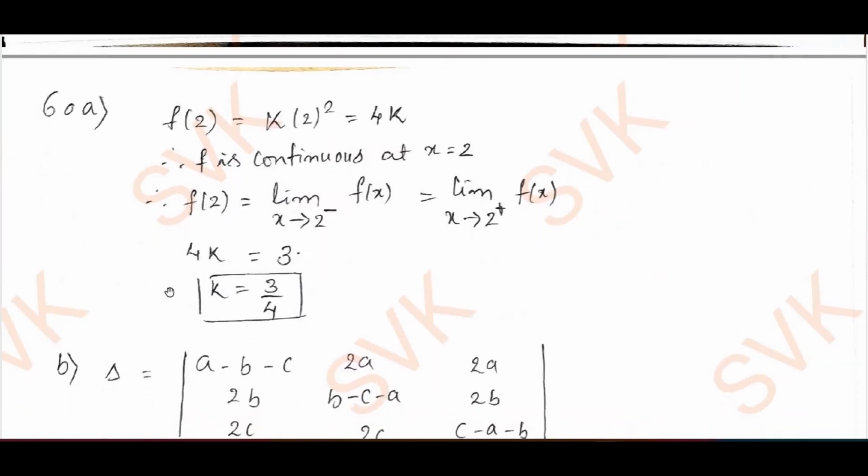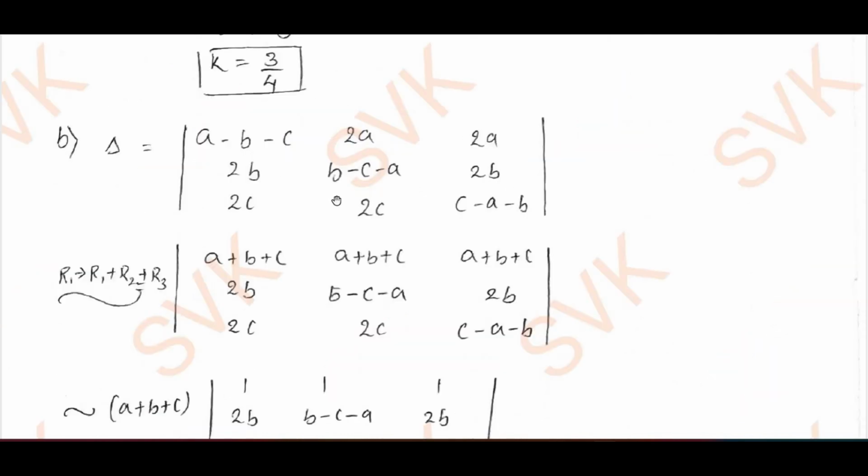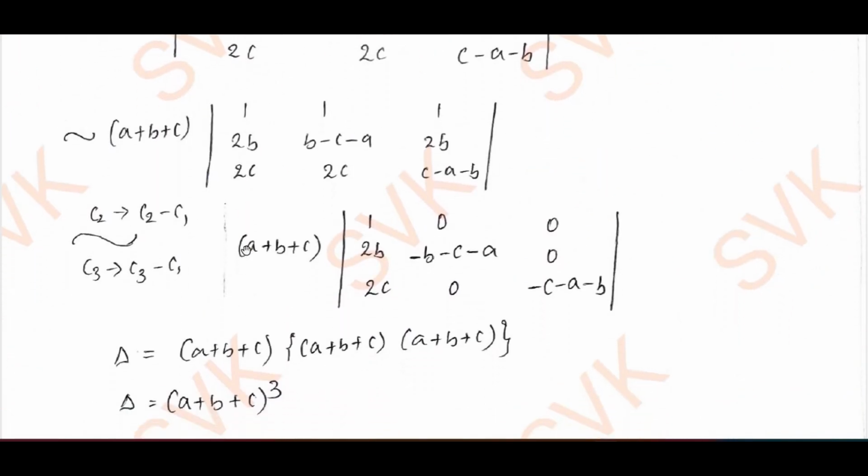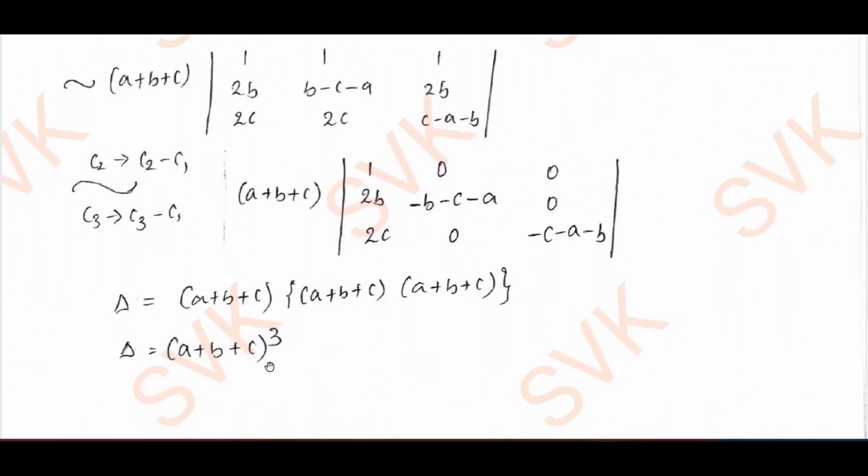Moving on to 60th question A. I have got the value of k as 3 by 4. Then for the given determinant, we are going to prove that it equals a plus b plus c the whole cube. We are going to prove that by using row operations and also column operations. So we have proved here a plus b plus c the whole cube. So this is the solution for today's paper.